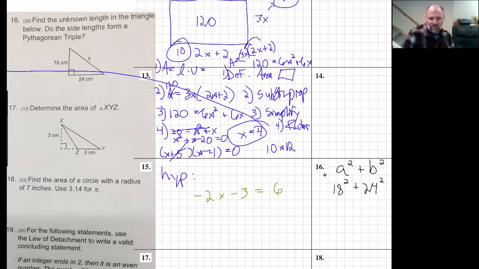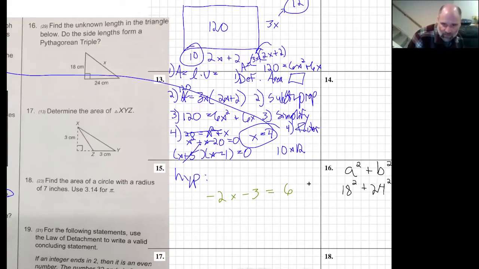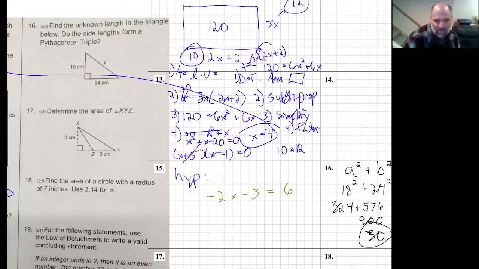Okay, so if you do this math, what's 18 squared? Let's just do it. 18 times 18, 324. And then 24 times 24, 576. So 324 plus 576 equals x squared. So x squared equals 900. Square root both sides, x equals 30. So is this a Pythagorean triple? Yes, it is, because they're all whole numbers. So we say 30, and then we say yes.